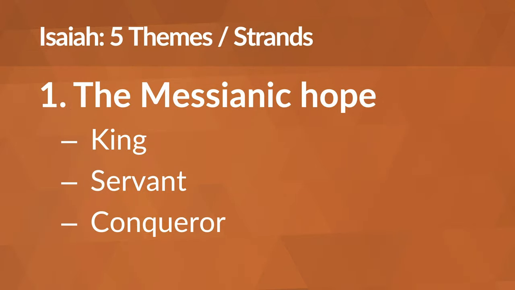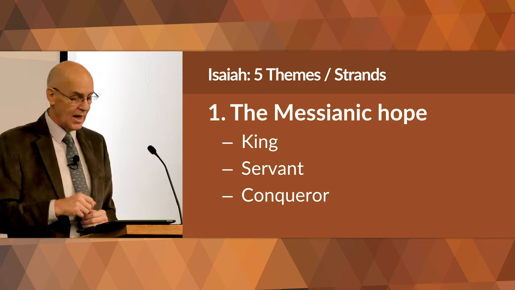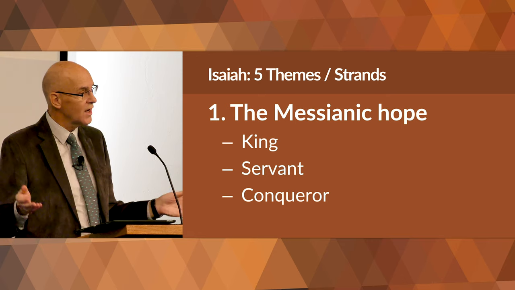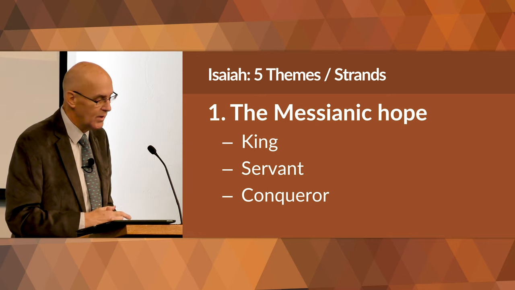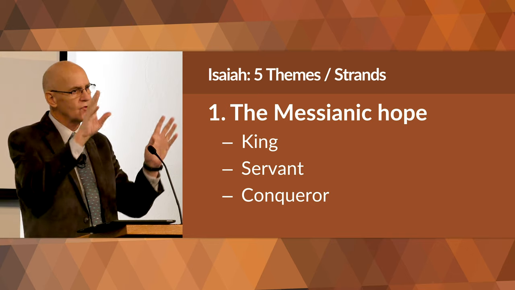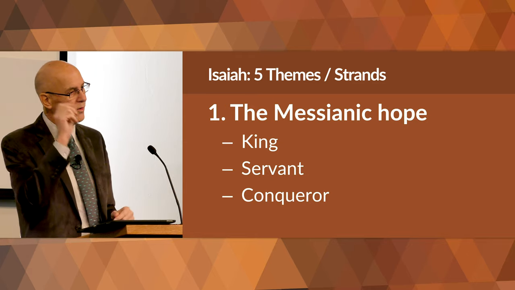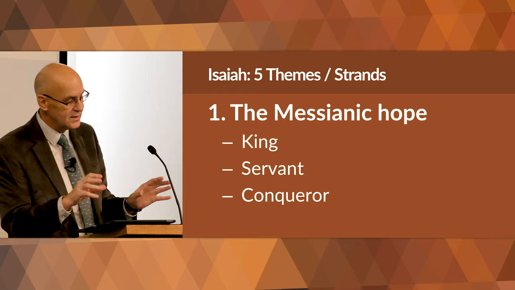First is the messianic hope. Isaiah talks about the messianic hope, but he doesn't always say the messianic hope. Sometimes he talks about the messianic hope as a king, and sometimes as a servant. And at other times, he talks about the messianic hope as an anointed king. So that's the first strand. That would be difficult enough to follow: one image, 3 different variants.